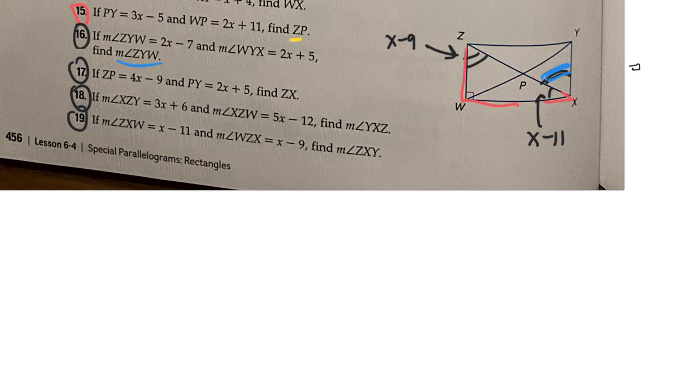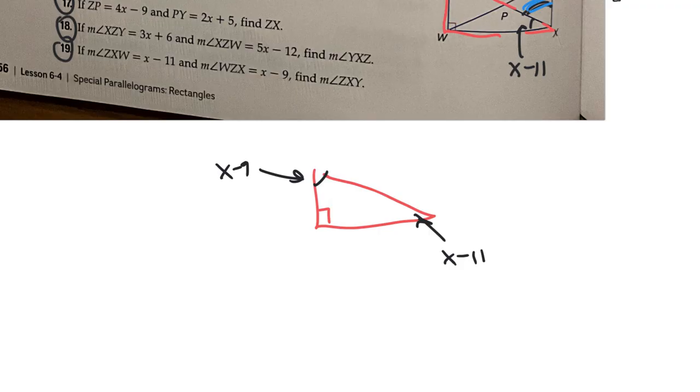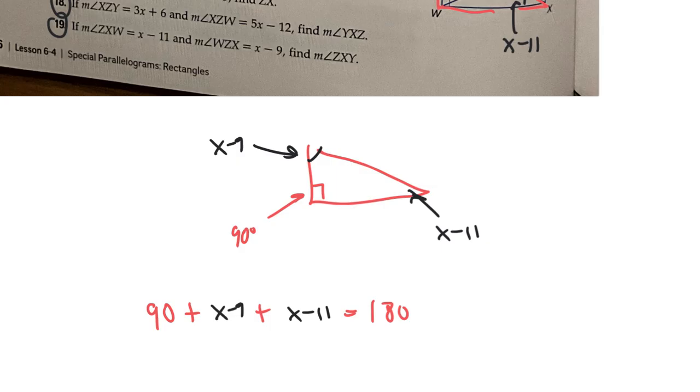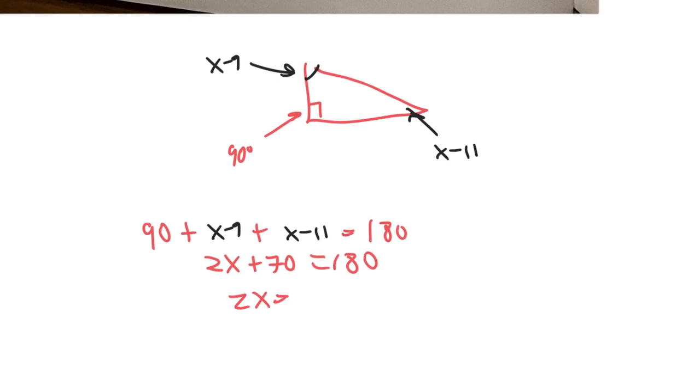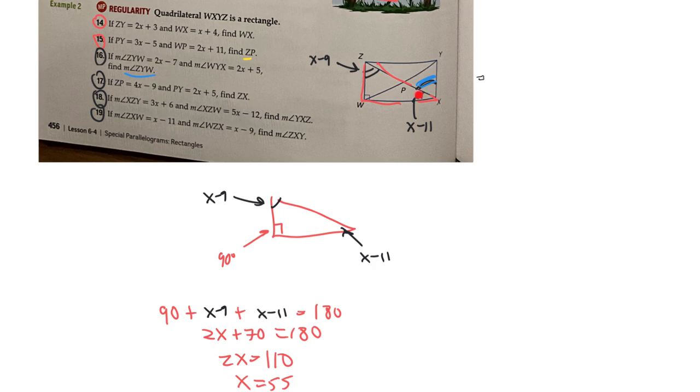This red triangle is a right triangle. We're going to bring it down here. This angle here is x minus 9. This angle here is x minus 11. And we know that this is 90, right? So we know that 90 plus x minus 9 plus x minus 11 equals 180, right? And you could combine like terms. We have 2x, and then 90 minus 9 is 81. 81 minus 11 is 70, I guess. So that would be this. Subtracting 70 from both sides would give us 110. x is 55.